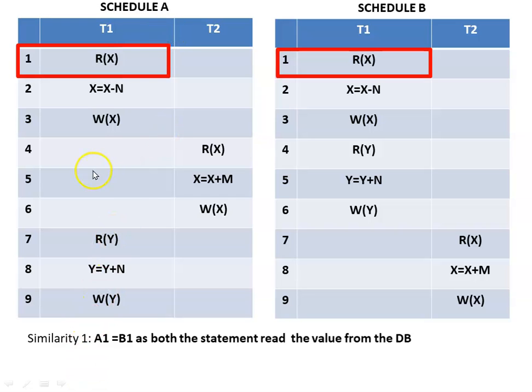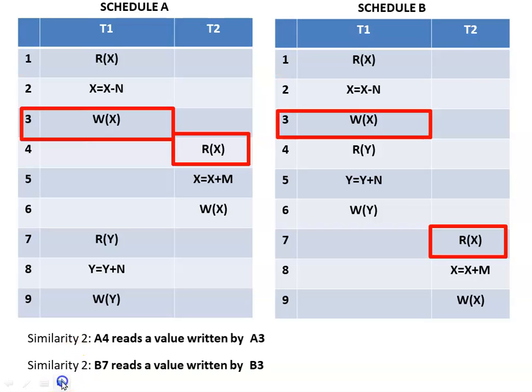Now, what is the first similarity over here? The first similarity: A1 is equal to B1. What is A1? A stands for schedule A, 1 indicates the first row in schedule A. Both statements read the value from the database. Transaction T1 from schedule A reads a database item X. But from where does it read? It reads it directly from the database. In schedule B, transaction T1 also performs a read operation which reads this database item directly from the database. So here there is a similarity.